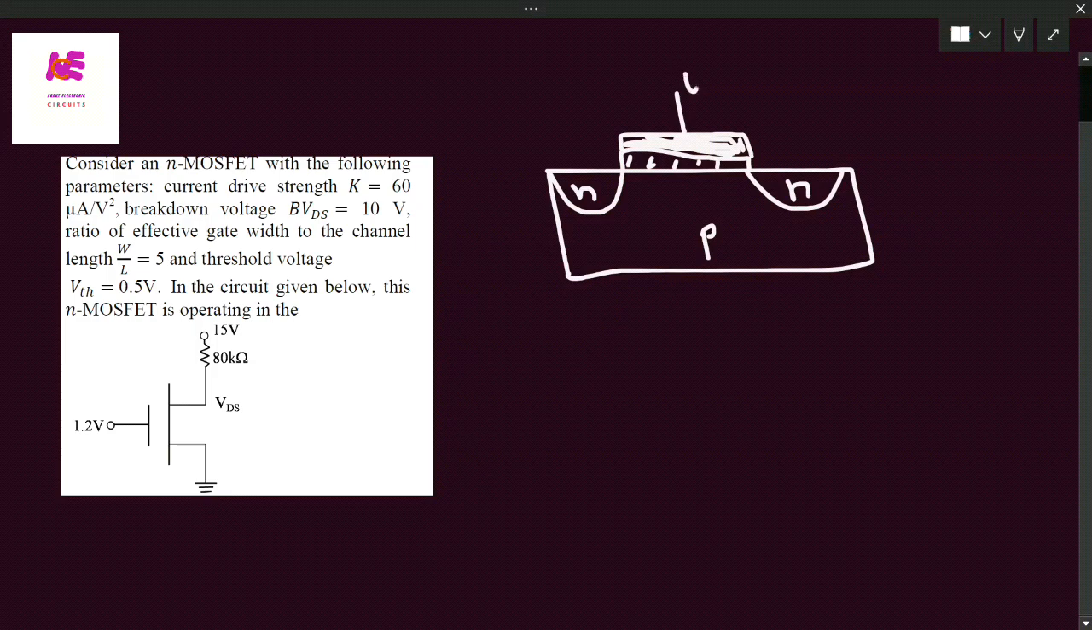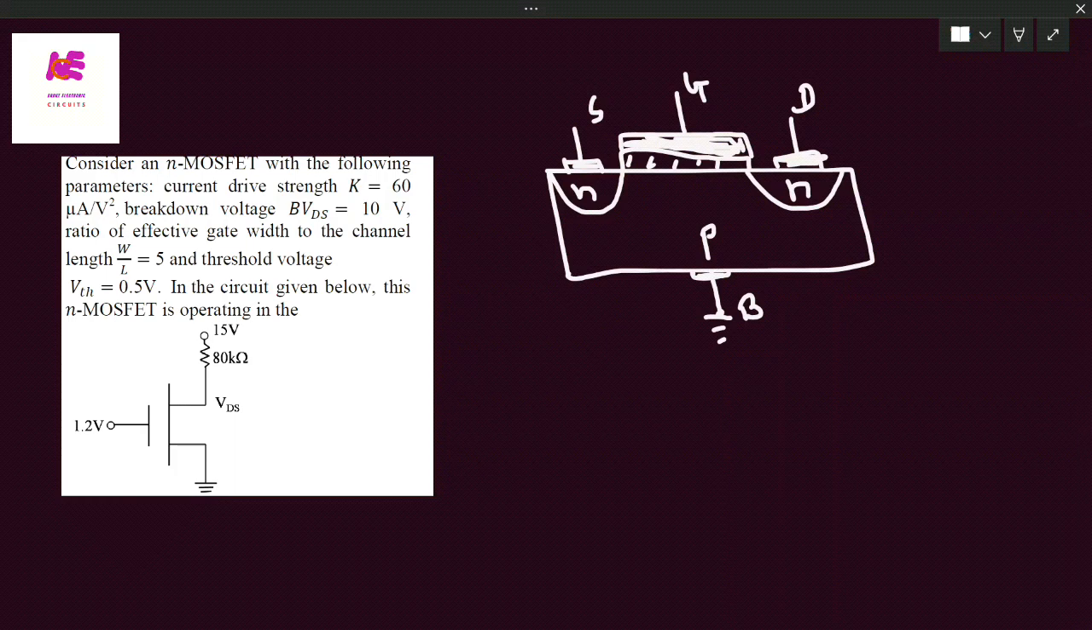The gate terminal. These are the metal contacts for the source and drain. And one more terminal, that is nothing but the body terminal. So in an N type MOSFET, we are connecting it to the ground.